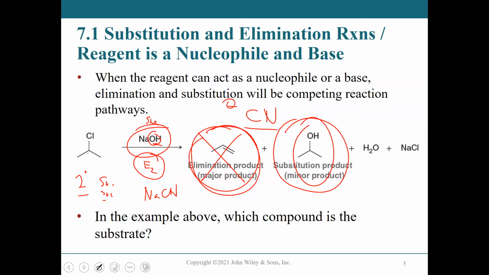But to your advantage, as I'm telling you on this slide and the previous slide, you don't have to deal with that distribution. You don't have to figure out if it's a better elimination or better substitution. All you have to do is, you will be asked to write the elimination product, write the substitution product. So you know what you have to do in our class. In the example above, which compound is the substrate? This is my substrate, definitely. These questions are very straightforward.